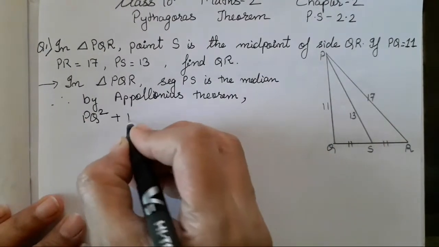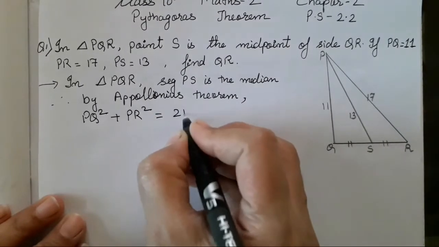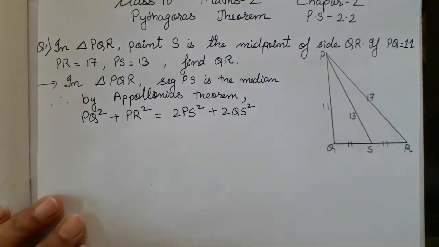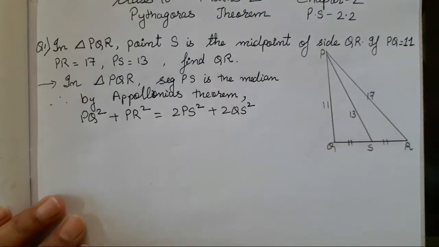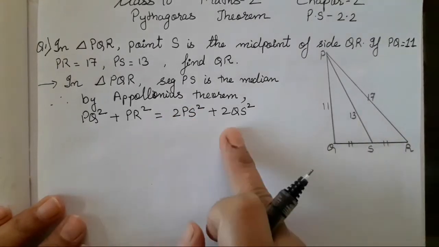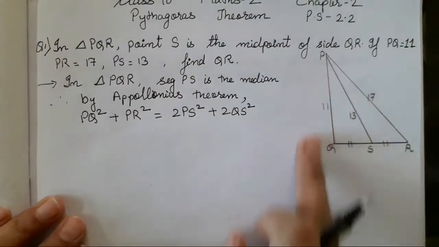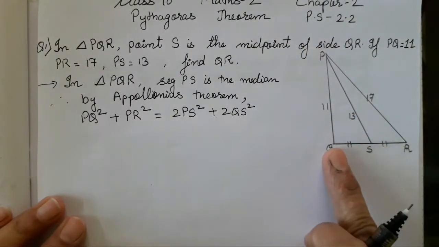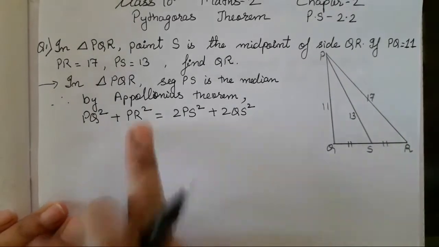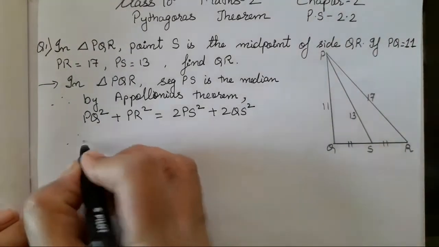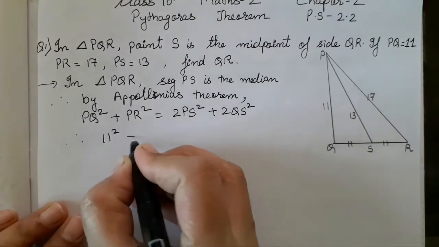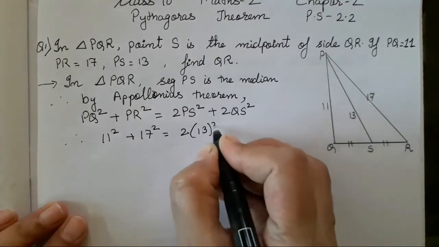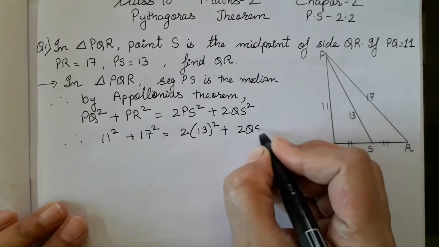PQ square plus PR square is equal to 2PS square plus 2QS square. So this is the formula of Apollonius theorem when we have to find the median. When we have to find the median drawn on QR, we directly have to use Apollonius theorem. Now just substitute the values: 11 square plus 17 square is equal to 2 into PS, which is 13 square, plus 2 into QS square. We need to find it.